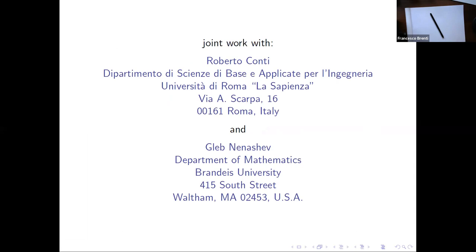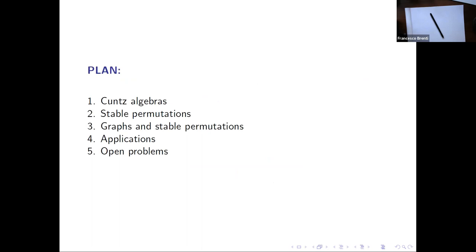So here is my plan. I plan first to talk about Cuntz algebras, then I'll talk about stable permutations and explain their connections to Cuntz algebras. Then I'll talk about our main result, which is this characterization of stable permutations in terms of graphs. Then I'll talk about some applications of this main result. And then if I have time, I'll talk about some open problems.